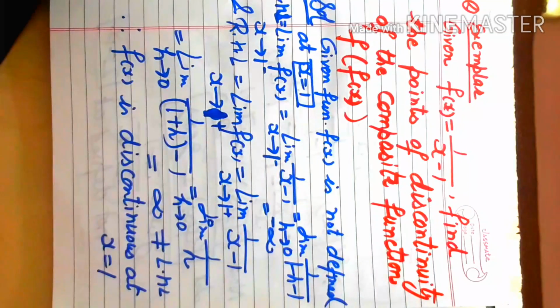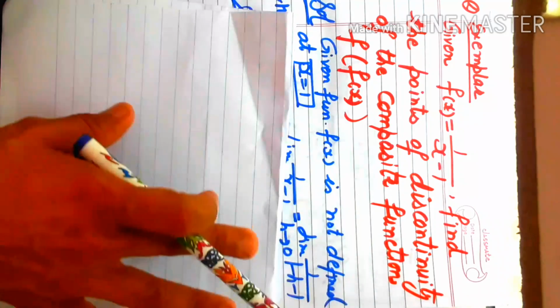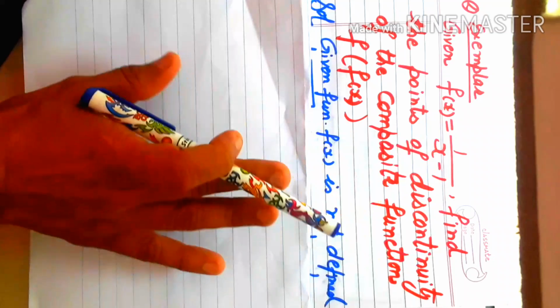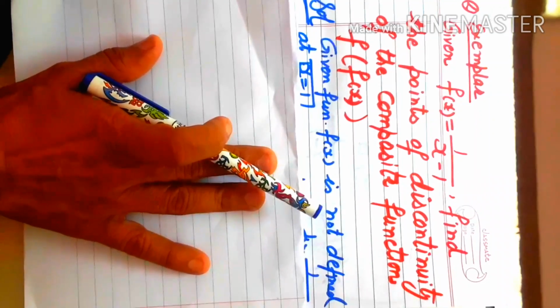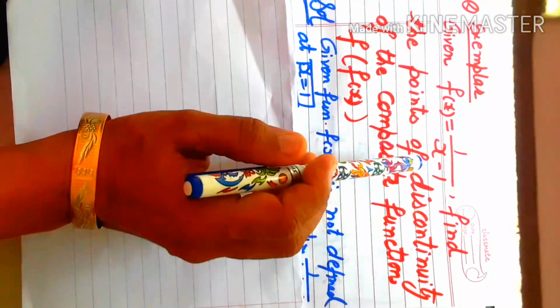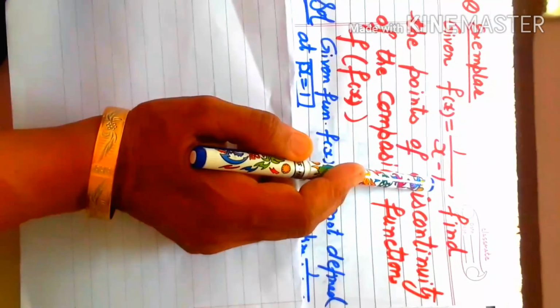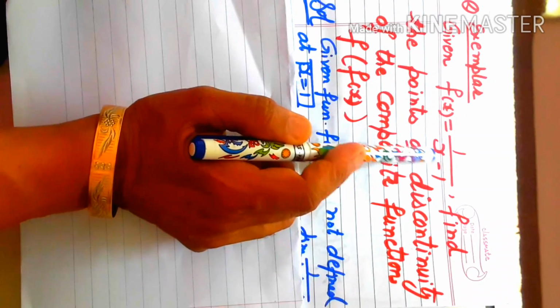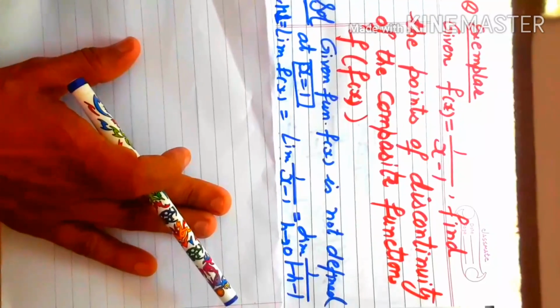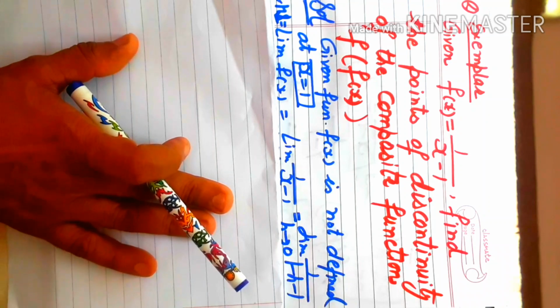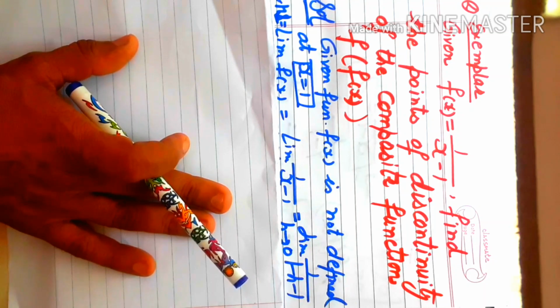The given function 1 by x minus 1 is not defined at 1. We can easily find out the domain of this function. This function is not defined at 1. If x becomes equal to 1, the function will be undefined. And now let's try to find out. See, since the function is not defined, it cannot be continuous.